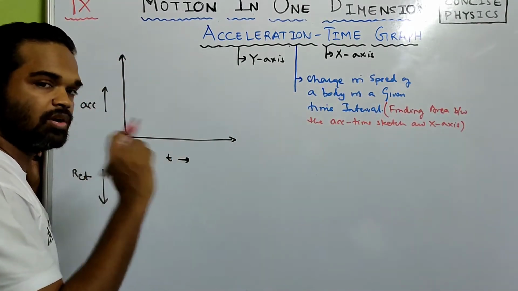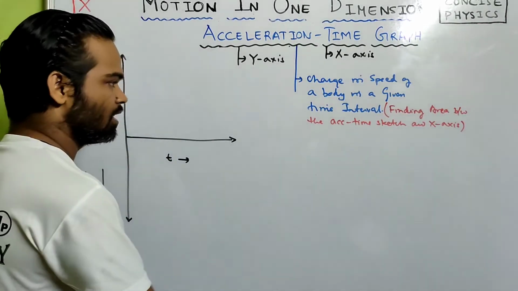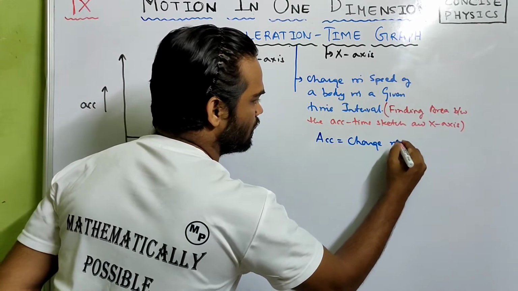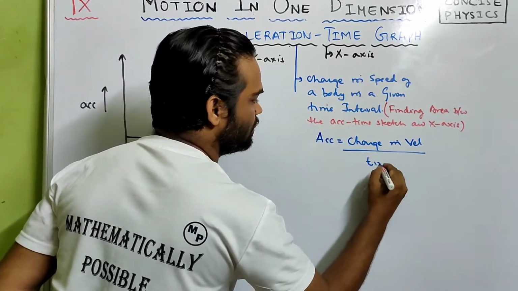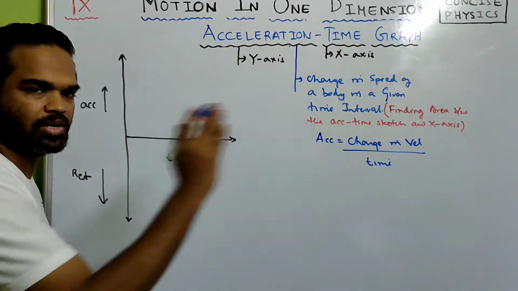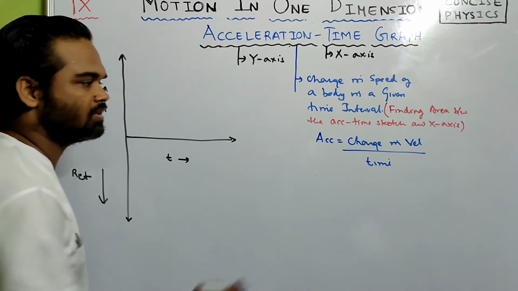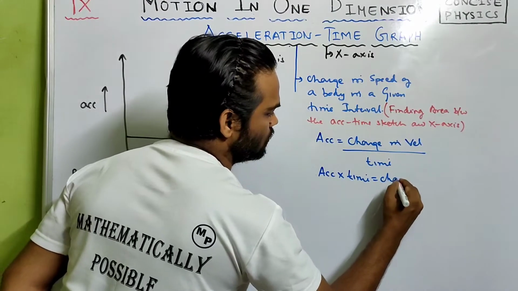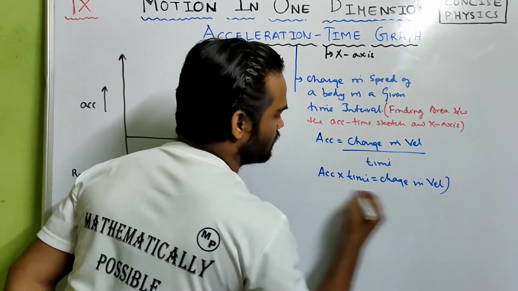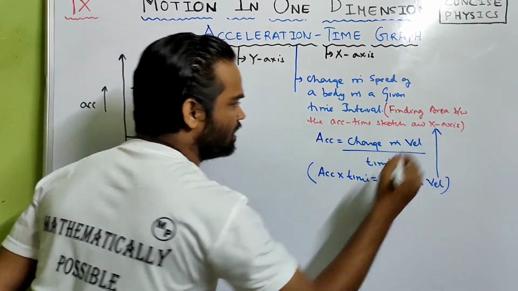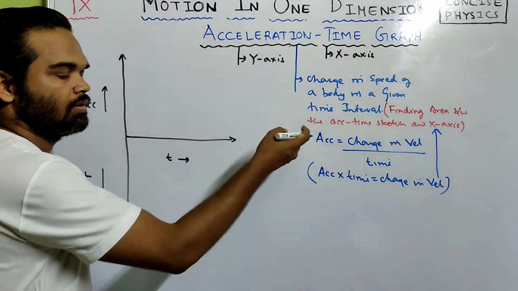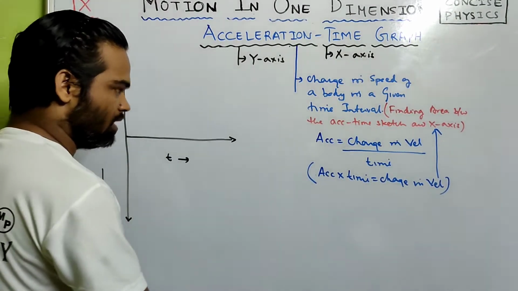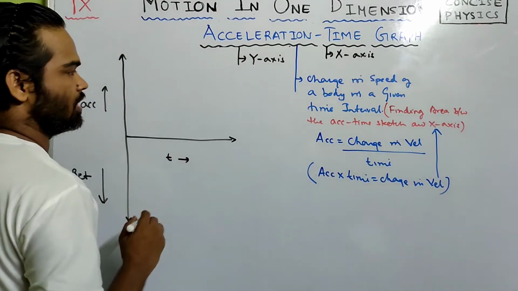because we know what acceleration is. Acceleration is nothing but change in velocity by time, or change in speed in a particular direction. That is your change in velocity. So acceleration multiplied by time gives you change in velocity. And how can we get this? By finding the area between the acceleration time curve and the x-axis. Now look at how many graphs we have in acceleration time.